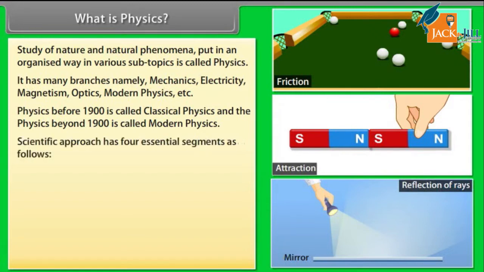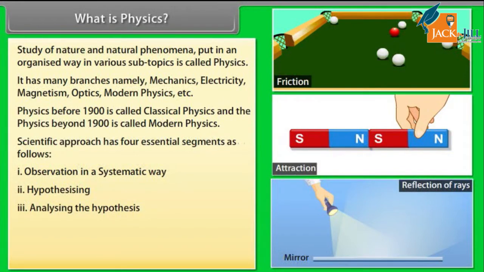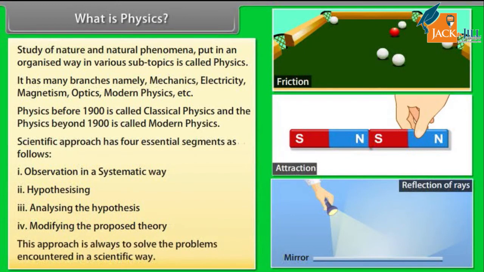Scientific approach has four essential segments as follows. Number 1. Observation in a systematic way. Number 2. Hypothesizing. Number 3. Analyzing the hypothesis. Number 4. Modifying the proposed theory. This approach is always to solve the problems encountered in a scientific way.